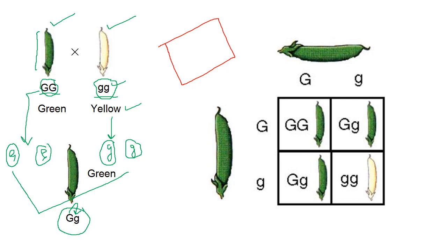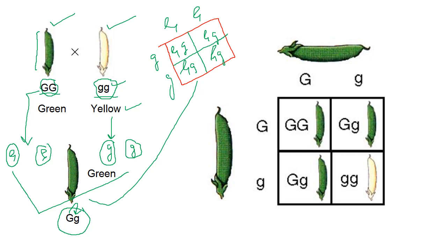You have capital G and capital G on one side, small g and small g on the other side, and you cross them. We'll have capital G, small g in every box. So all the F1 plants will have the genotype capital G, small g, and they will have green color pods.